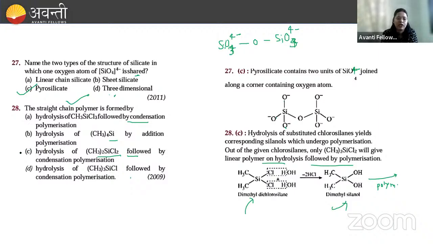Hydrolysis of this molecule followed by condensation and polymerization is going to give us a straight chain polymer. Okay, linear polymer, straight chain polymer. Any doubts regarding this?